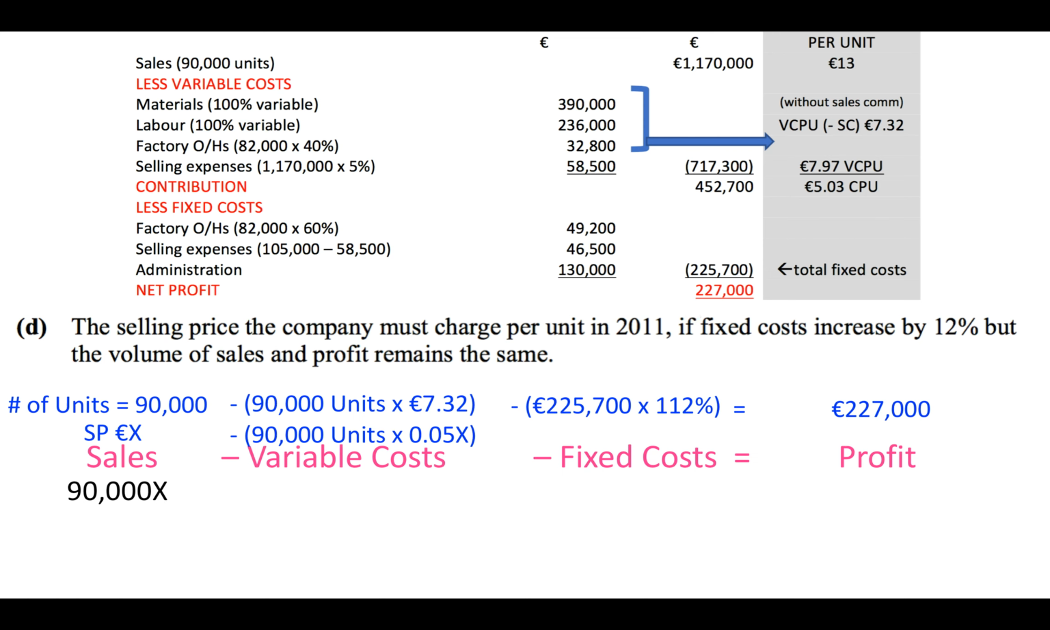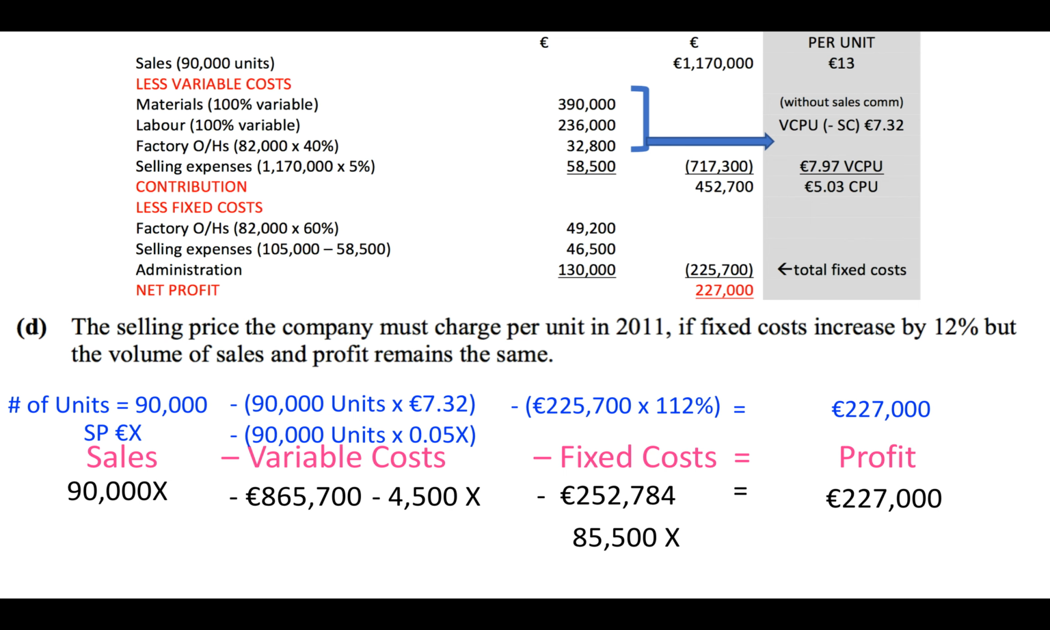So your sales are going to be 90,000 X minus 865,700 minus 4,500 X minus your fixed cost of 252,784, and that is equal to 227,000 euro profit. So again, we'll put the X's over on the left hand side and the euros over on the right side of the equals, and we'll get 85,500 X is equal to 1,138,584. So therefore, X, the selling price that we're going to have to charge, is €13.32 per unit.